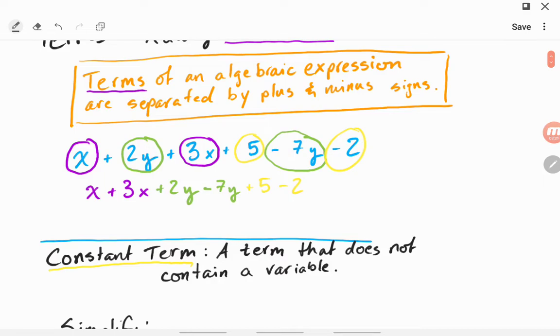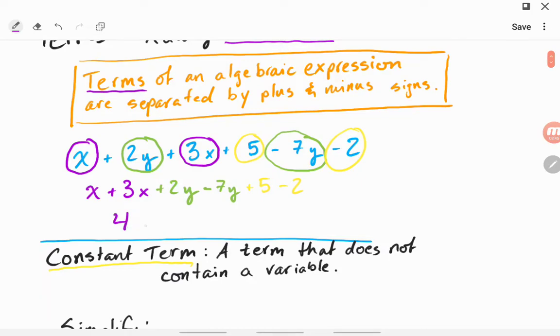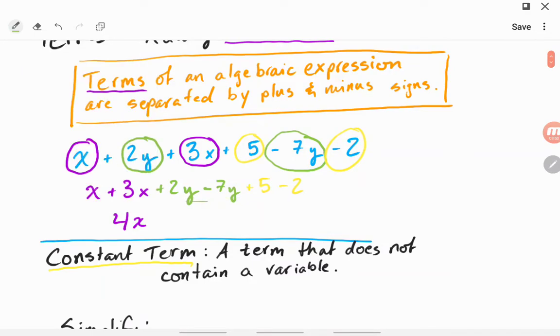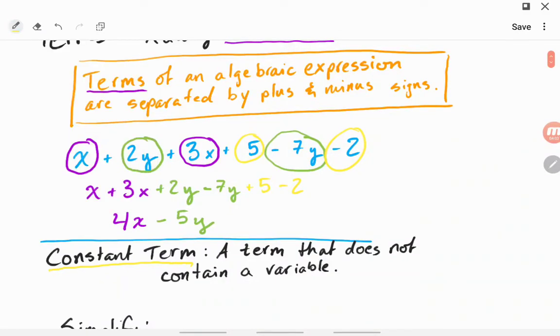And our final step will just be to combine these, right? So I have one x here, and then another 3 x's. So how many x's does that leave me with? Well, that leaves me with 4x's. I've got 2y and a negative 7y. So how many y's do I have? Well, I have negative 5y. And over here, I've got 5 minus 2, which we know just off the top of our heads is equal to positive 3.